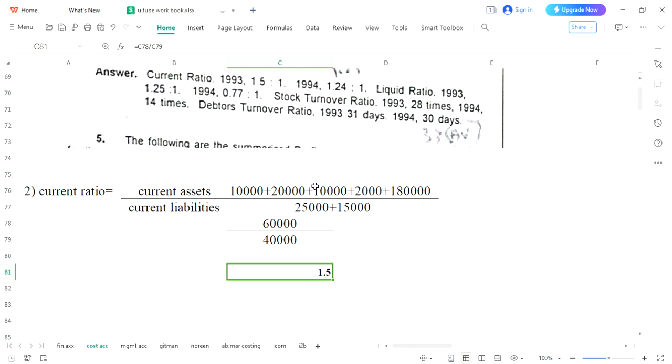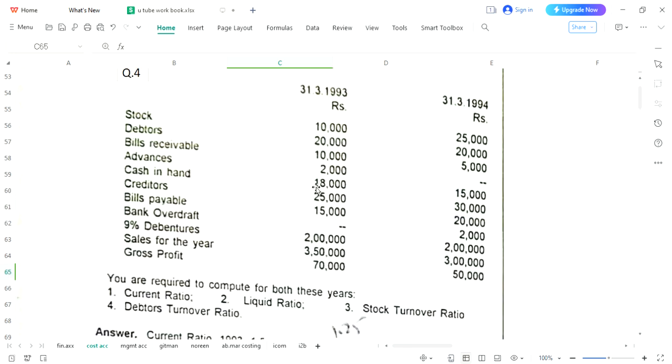You will be following same pattern for second year. As you can see, stock, debtor, bill, advance, cash. First 5 entries are current assets.